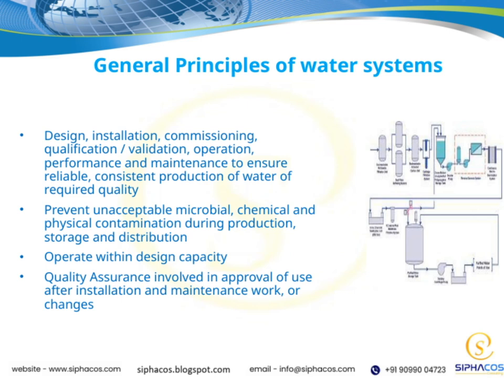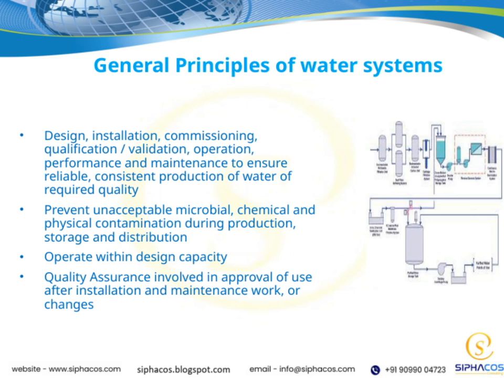Next, preventing unacceptable contamination is key. Whether it's microbial, chemical, or physical, we need to guard against these risks during production, storage, and distribution. Ensuring water remains pure and safe at every point is vital for quality and compliance. It's also important to operate within the system's designed capacity. Overloading or underloading can compromise water quality or system performance, so adhering to these limits helps maintain reliability.